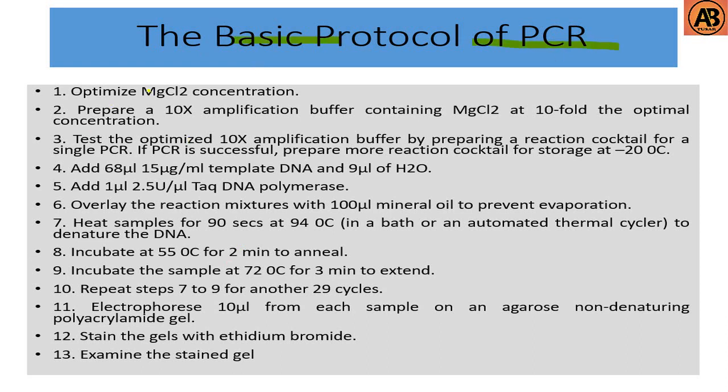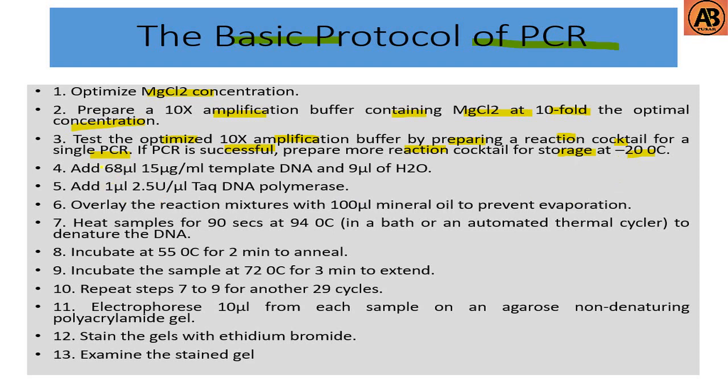Here is the basic protocol of PCR. First one is optimize magnesium chloride concentration. Prepare a 10x amplification buffer containing magnesium chloride at 10-fold the optimal concentration. Then test the optimized amplification buffer by preparing a reaction cocktail for a single PCR. If PCR is successful, prepare more reaction cocktail for storage at -20 degrees Celsius.